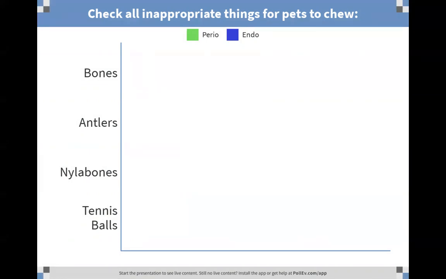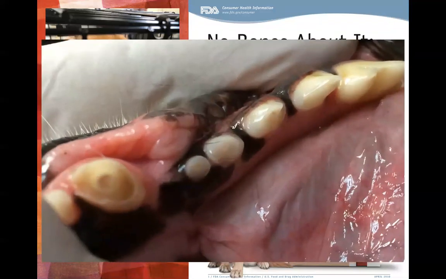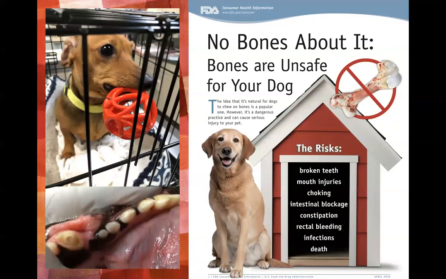So what's inappropriate? Bones are inappropriate. Antlers are inappropriate. Nylabones are inappropriate. Tennis balls are in this gray category. They pass the thumbnail test, but they have that fuzz, and that fuzz is abrasive. The dog chews and chews on them and wears their teeth away and still creates open pulp chambers in some cases. Other times it does fill in and it's okay, but it can create sharp points and plaque retentive surfaces.